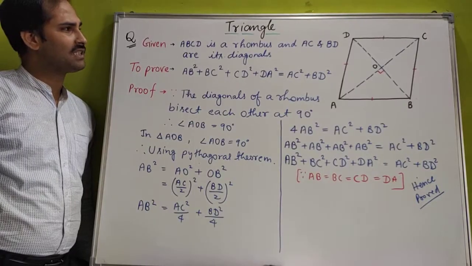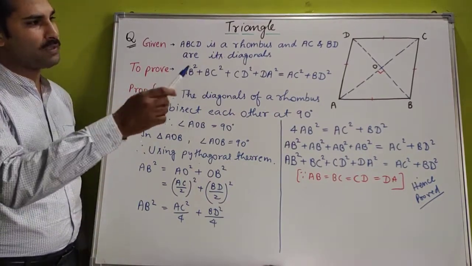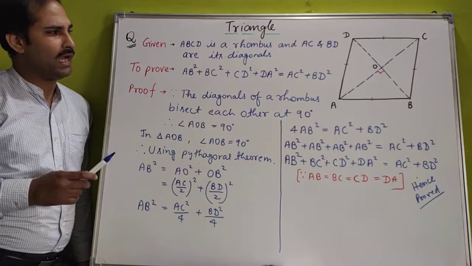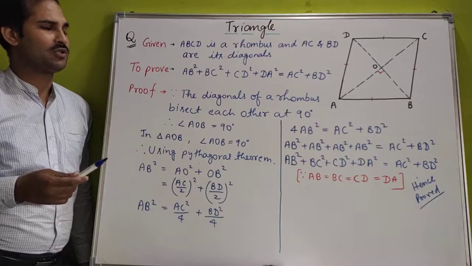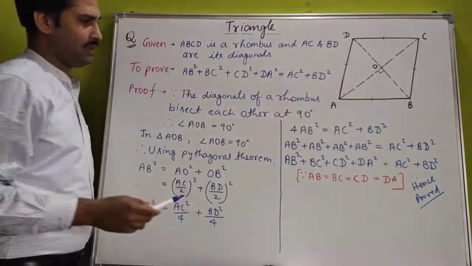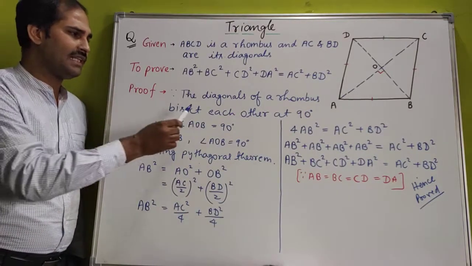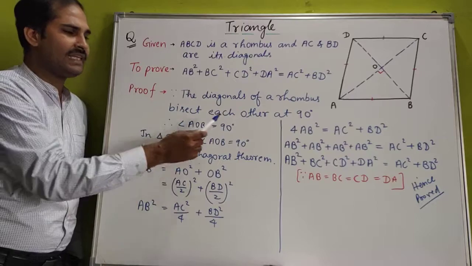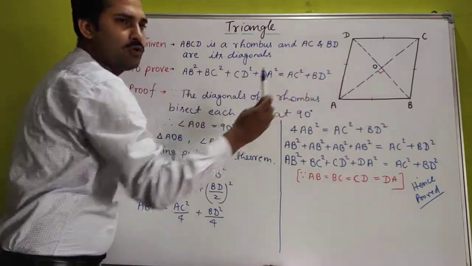Now, let us discuss a question based on Pythagoras theorem. The question says, in the rhombus ABCD, we have to prove that the sum of squares of its sides is equal to the sum of the squares of its diagonals, that is AC square plus BD square. So, first of all, we have to know the property that the diagonals of a rhombus bisect each other at 90 degrees. So, this angle O is equal to 90 degrees.